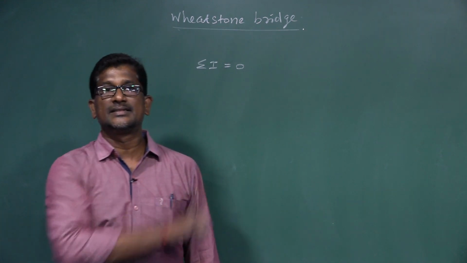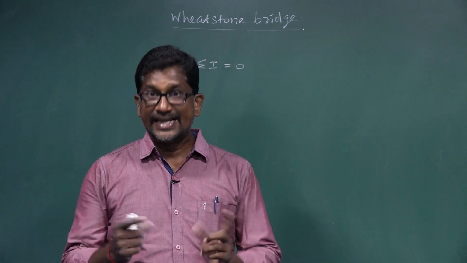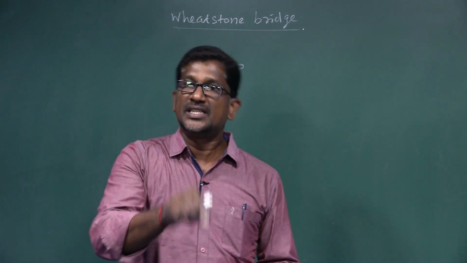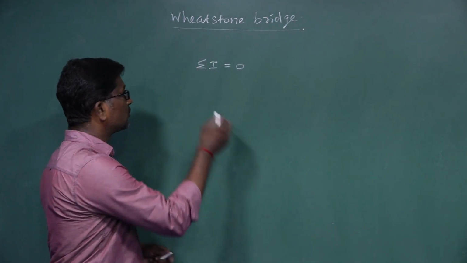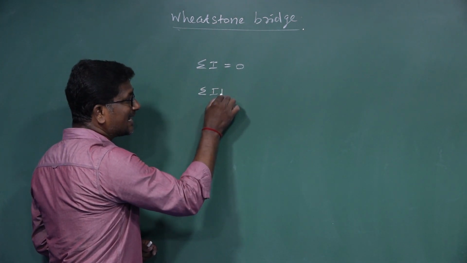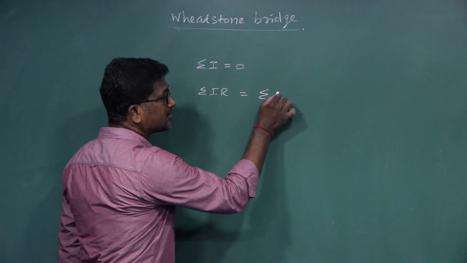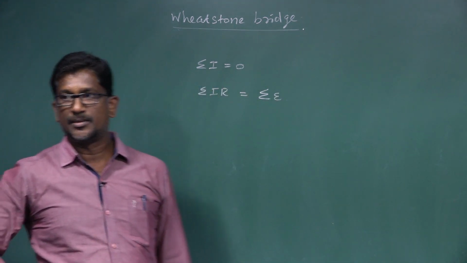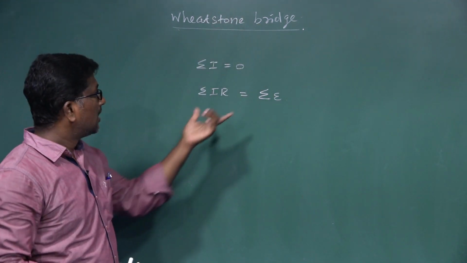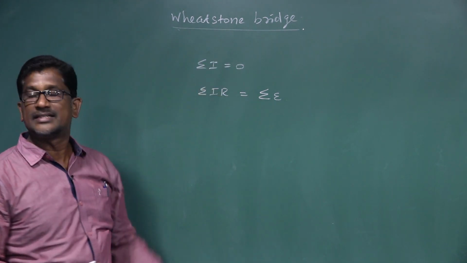Next, the second law: the algebraic sum of the products of the current and resistance in each part of any closed circuit is equal to the algebraic sum of the EMFs in that closed circuit. So this is the first rule, Kirchhoff's current rule, and this is the second rule, Kirchhoff's loop rule.